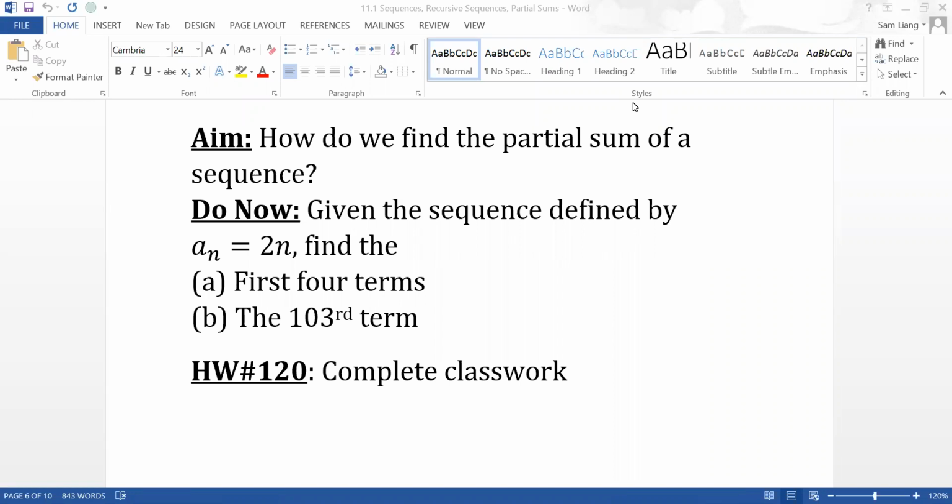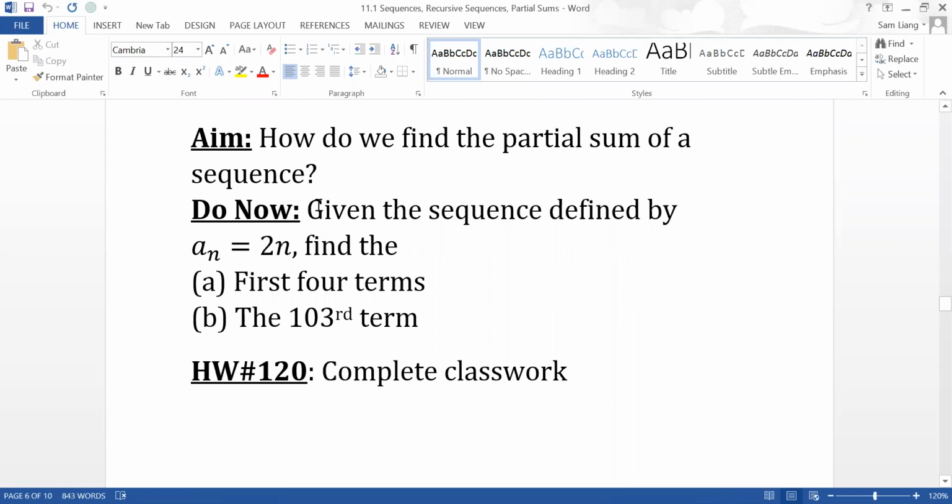So, for our last few lessons of the school year, we're going to be going through this unit, sequences and series, which will help a lot if you choose to take BC Calculus. Okay. So, for your aim for today, how do we find the partial sum of a sequence?